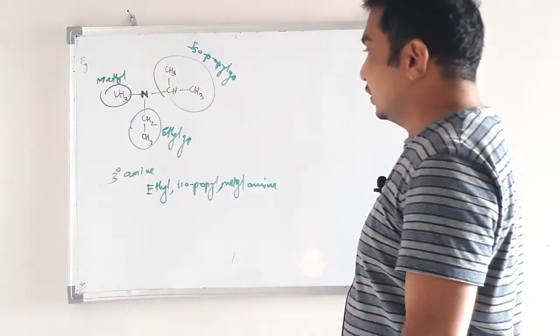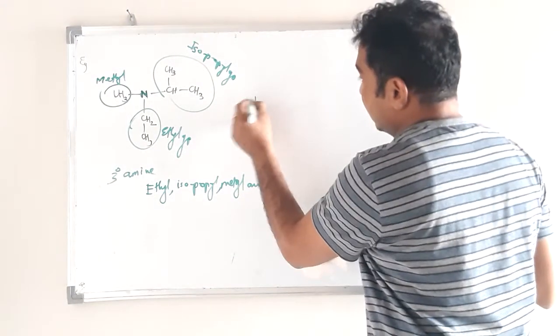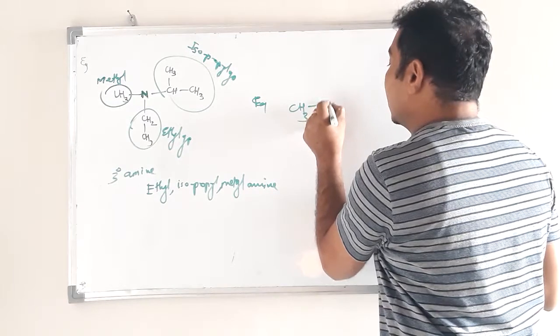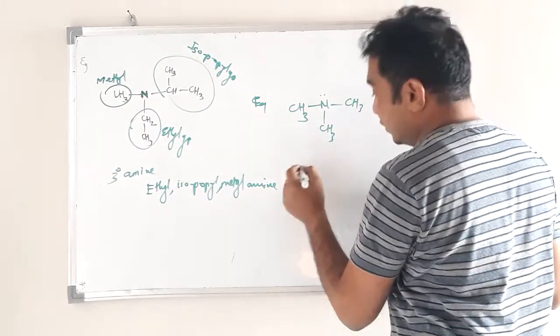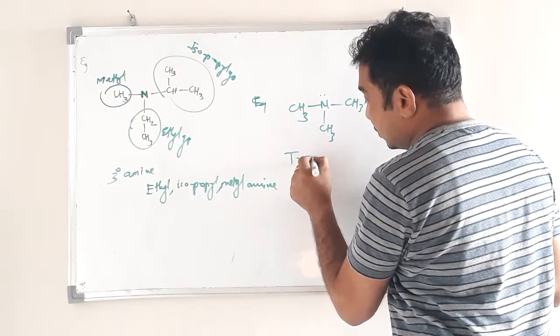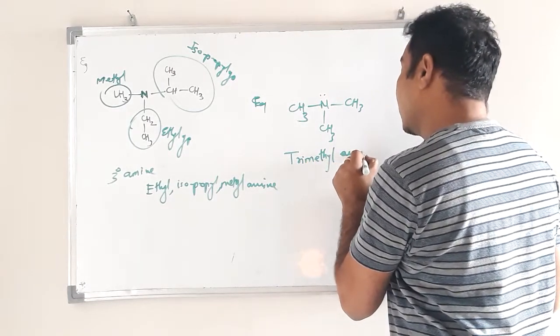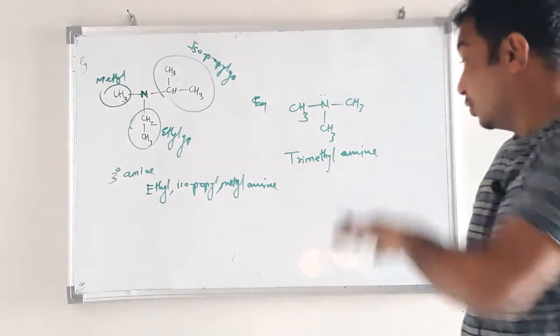If all these groups are the same, then trialkyl. Suppose the example is this: methyl, methyl, methyl, then trimethylamine. Trimethylamine is the common name.